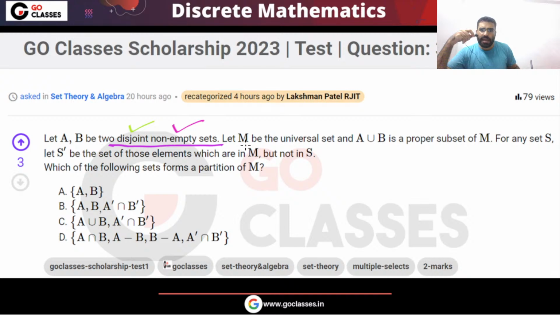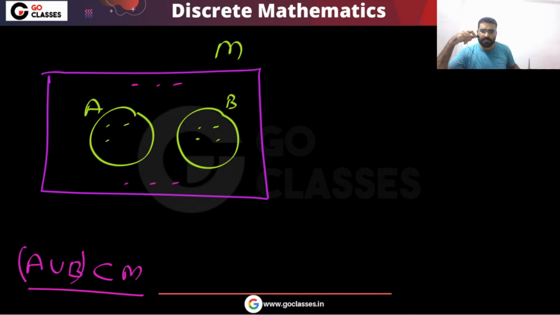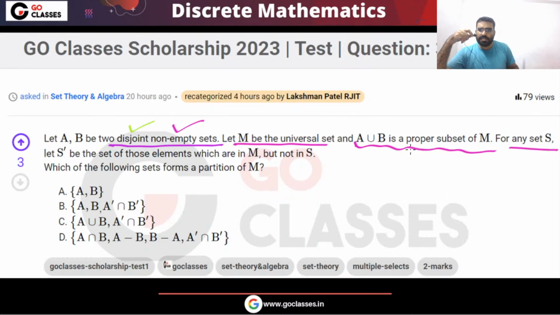Okay, after that, M is the universal set. And what is it saying? A union B is a proper subset of M. Means there are some elements here. Next, this is the definition of complement. S dash is the complement. Now the question is asking, which of the following sets is a partition of M?